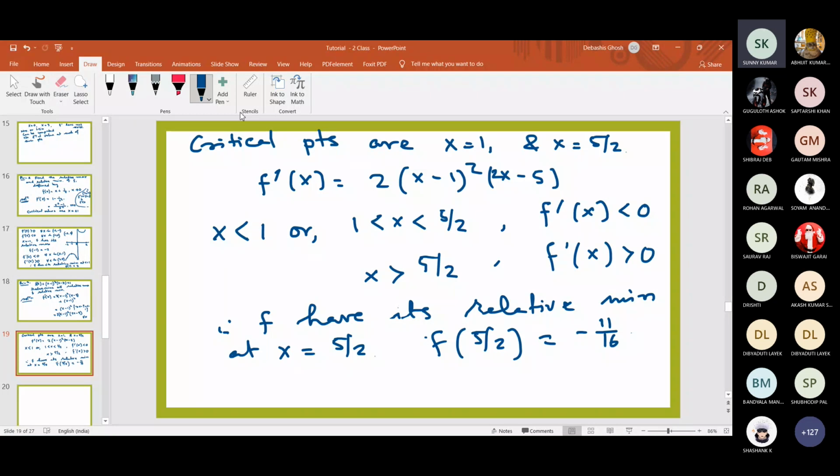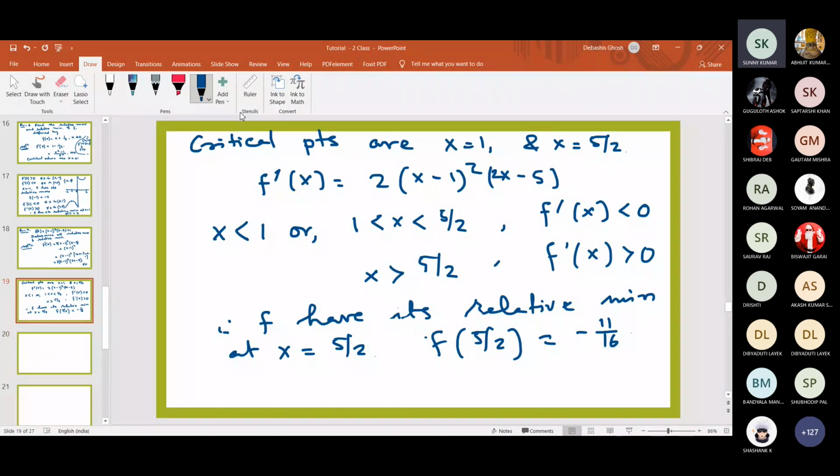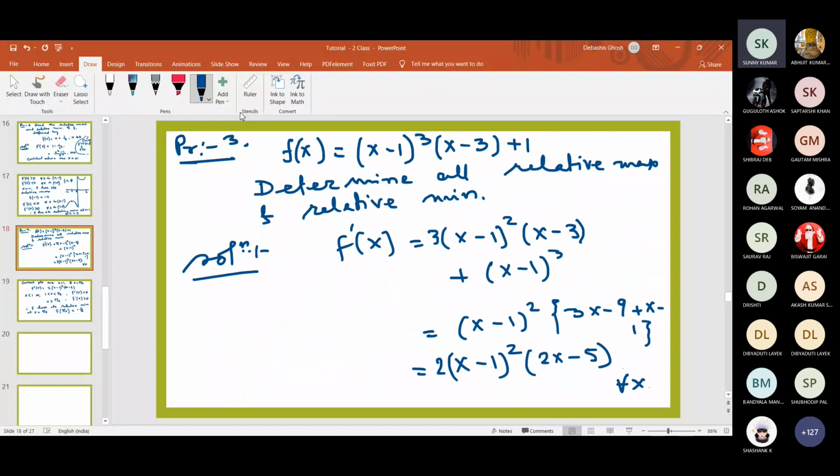So here you don't have the relative maximum, because the function does not look like that. Now if you see the graph of this function without computing... Sir, please show the previous slide once. This one? No, the previous one. Yes, sir.